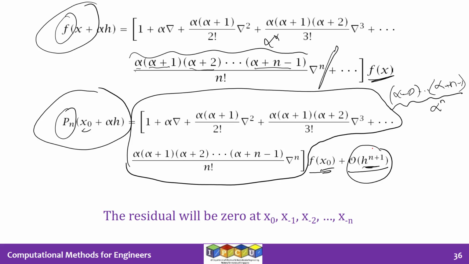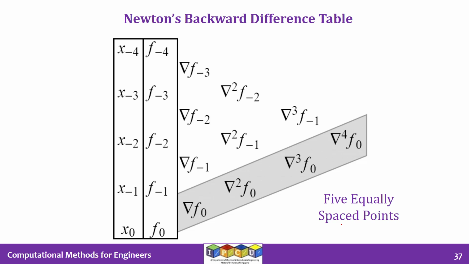All right. One further thing is that the residual will be 0 at the data points in the table, because this is an interpolating polynomial. This polynomial will pass through these points exactly. So the residual will be exactly 0 at those points. It may or may not be 0 elsewhere. So this is how you construct the Newton's backward difference table. We have 5 equally spaced points here. Therefore, the Newton backward difference table will work as much as the Newton's forward difference table will work. When we have unequally spaced points, we will go for the Lagrange polynomial, or we can go for splines, etc.